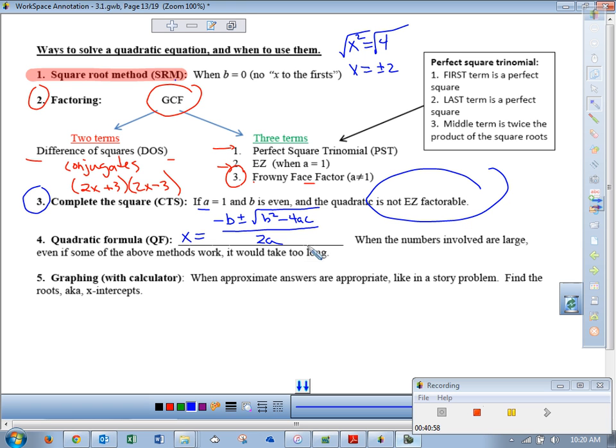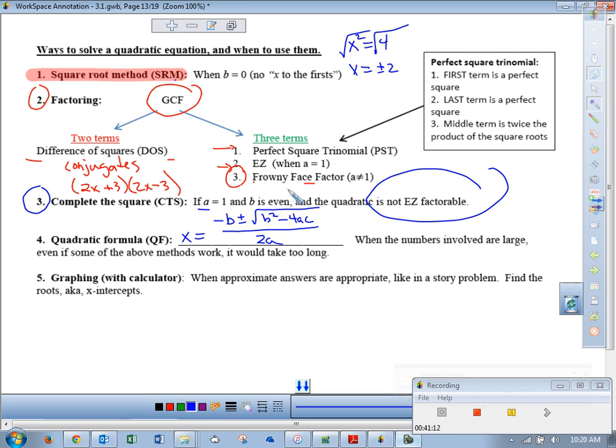And when would I use the quadratic formula? I mean, it works every time, but sometimes it's just a mess. It's just way too long. If you can factor something, it takes you 3 seconds. You know, do the quadratic formula, it takes too long. When would I use it? When the numbers are really large, even if some of these work, but when there's really big numbers, I'd rather use the quadratic formula, because I don't want to find 2 numbers that multiply together to be 3,085 and add together to be 264.